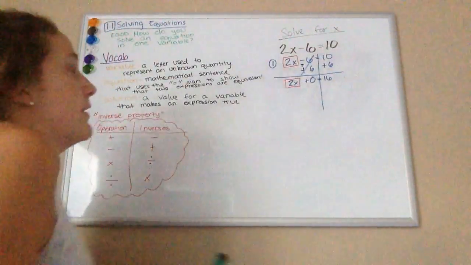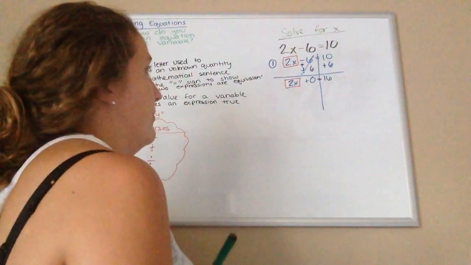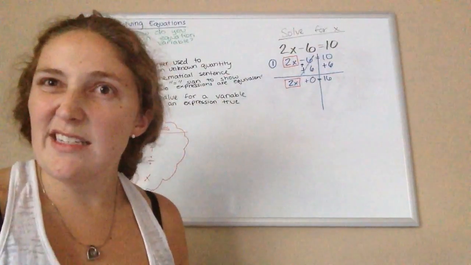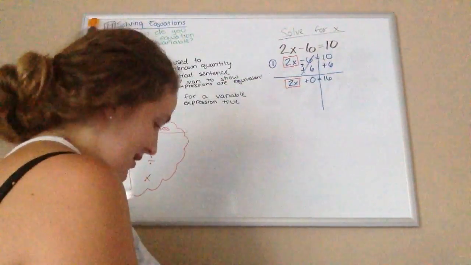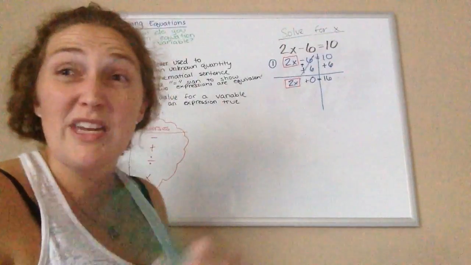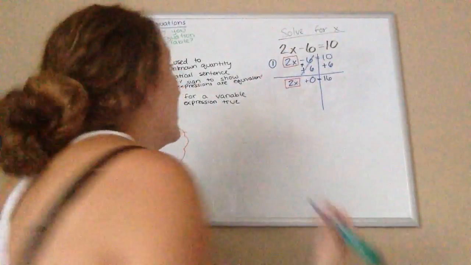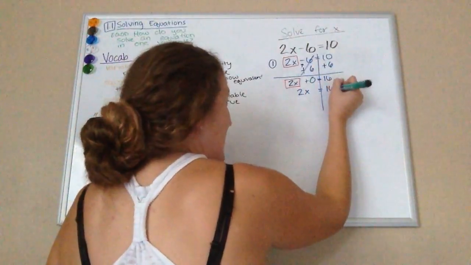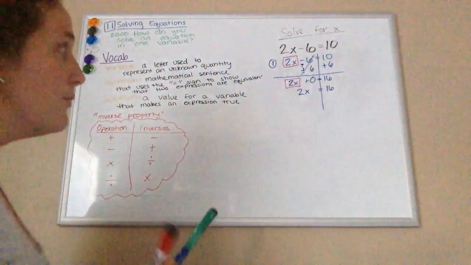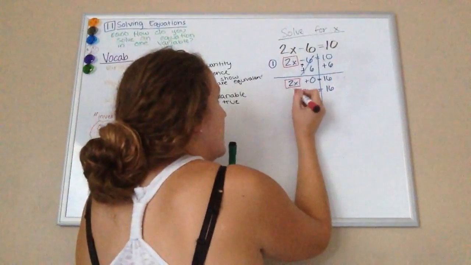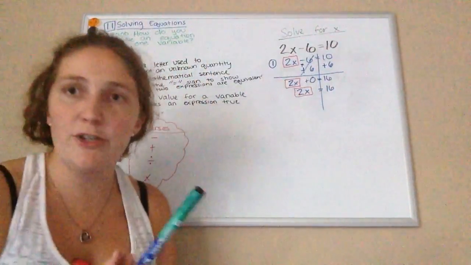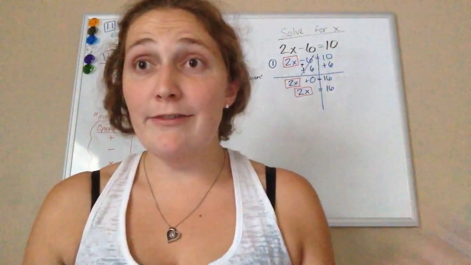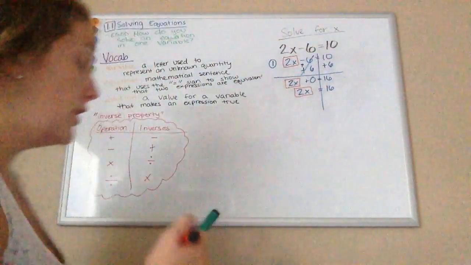So if we look at it, let's see. We've got 2x plus 0. I don't think that 0 is necessary. So I think that we can just get rid of it. 2x plus 0 is just 2x is equal to 16. And I can put the red box around it just for a second just to check. But when I put the red box around my 2x term, it's by itself. That's good. We're doing really good so far.